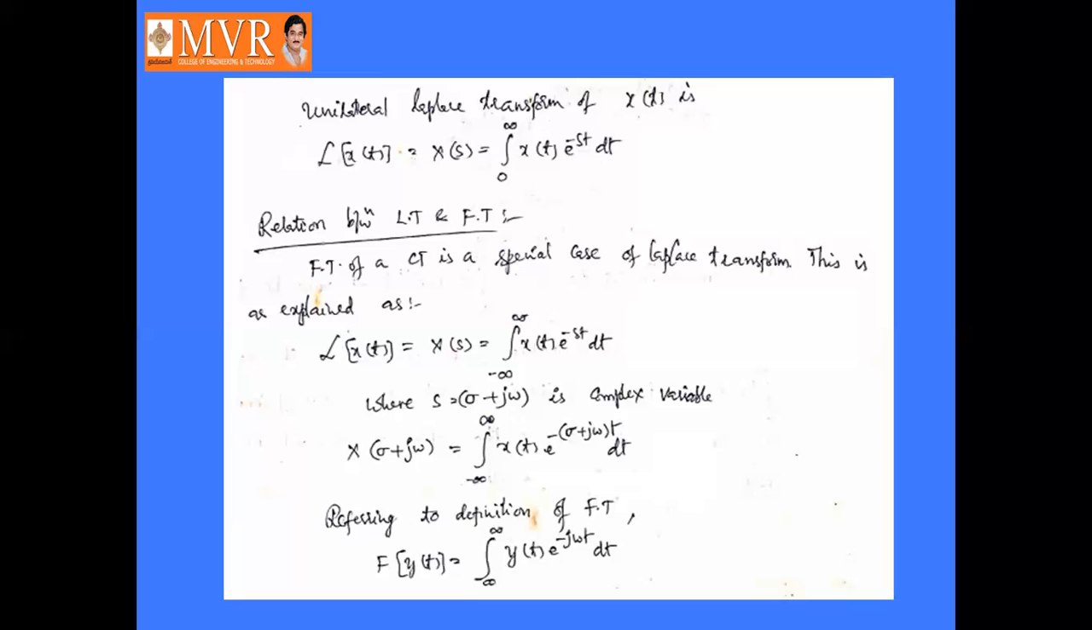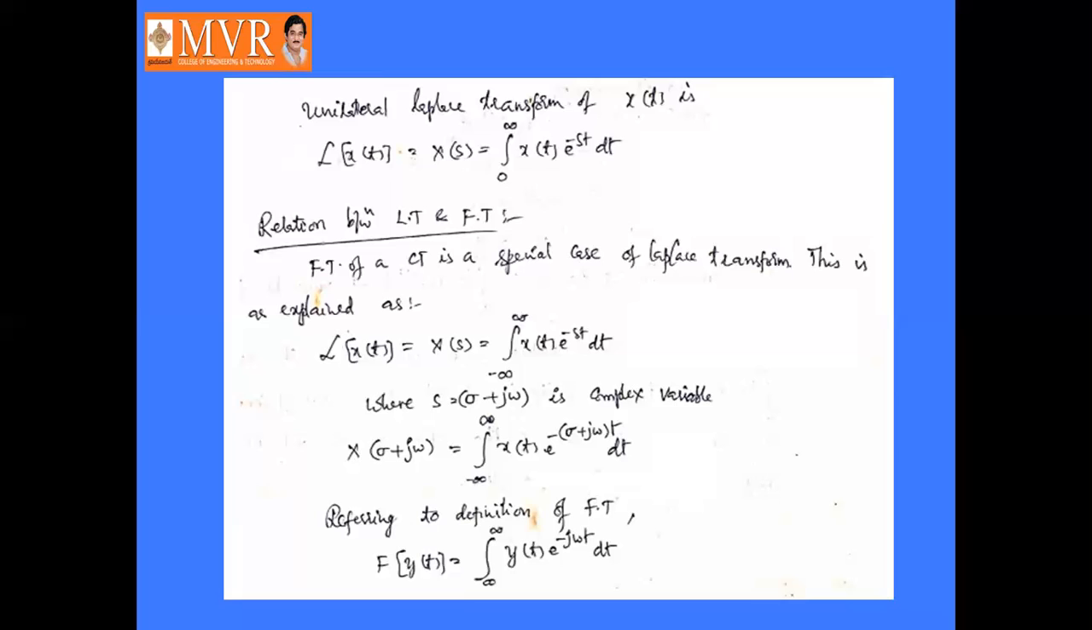Where s is sigma plus j omega. Sigma plus j omega is a complex variable. So replace s by sigma plus j omega. So X of sigma plus j omega is equal to integral from minus infinity to infinity of x of t into e power minus (sigma plus j omega) t dt.